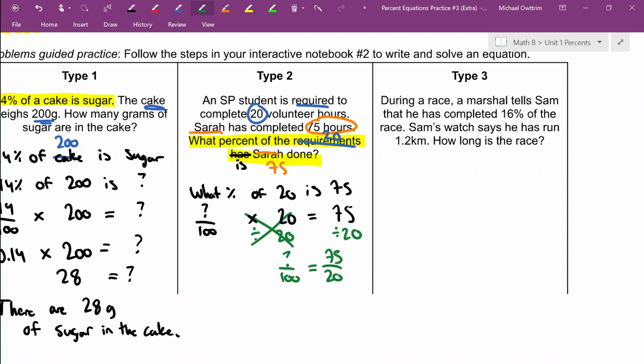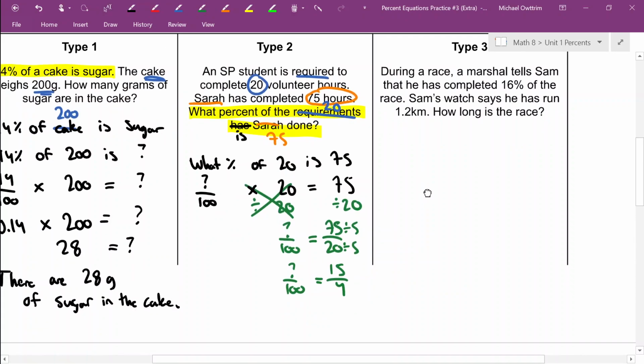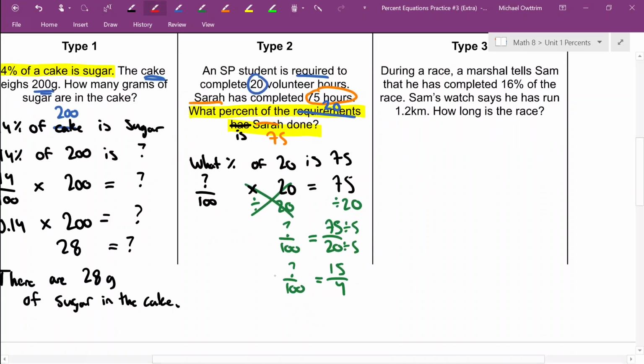Now I'm going to simplify that fraction to make my life a little bit easier here. I notice both those numbers can divide by 5, so that's going to be question mark out of 100 is 5 goes into 75 15 times, and 20 divided by 5 is 4. Okay. Last thing to undo is the division by 100. So I'll multiply both sides by 100 to undo that. I get question mark is equal to 1500 out of 4.